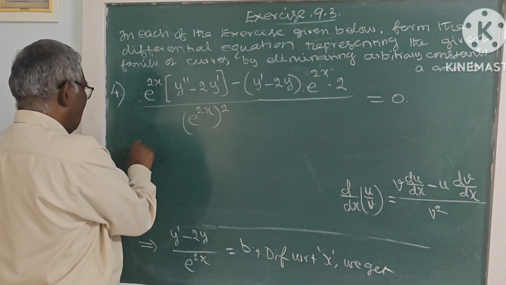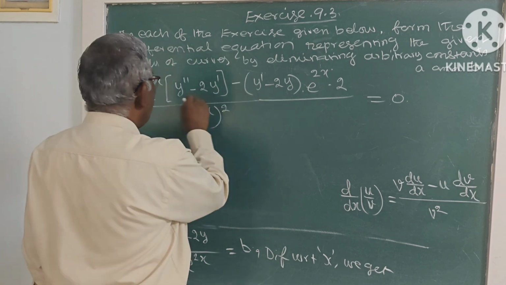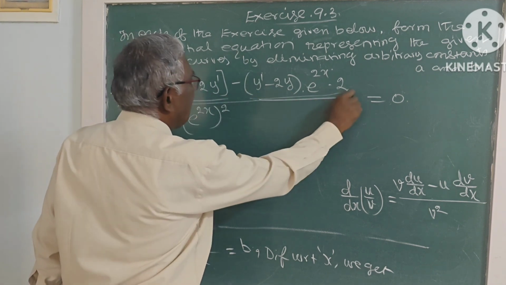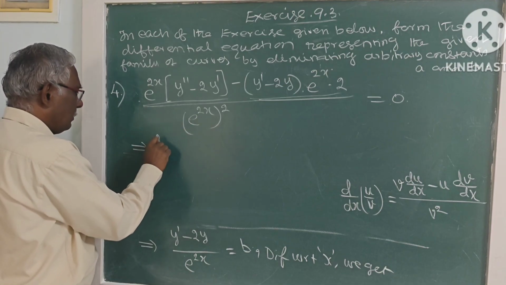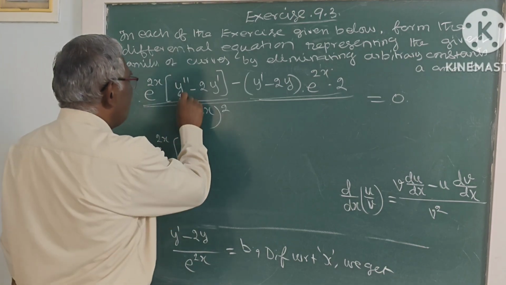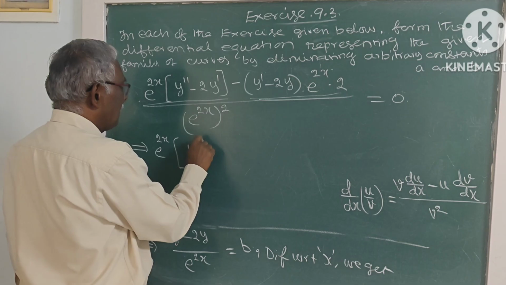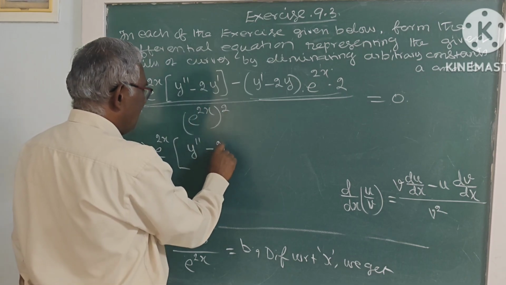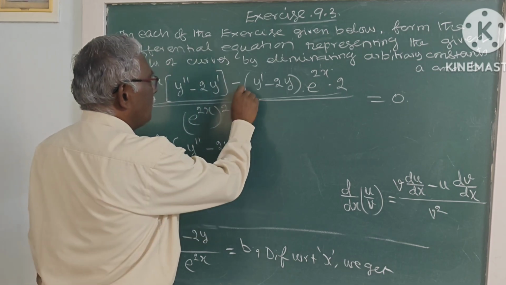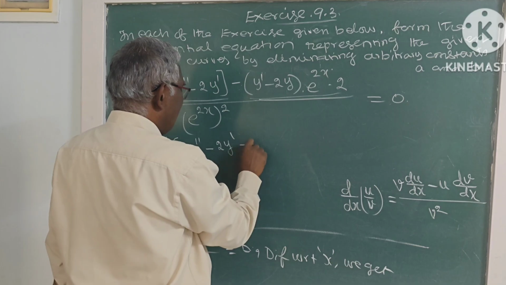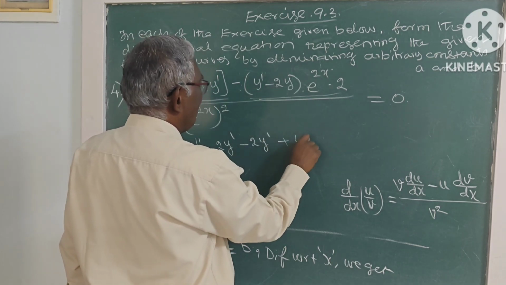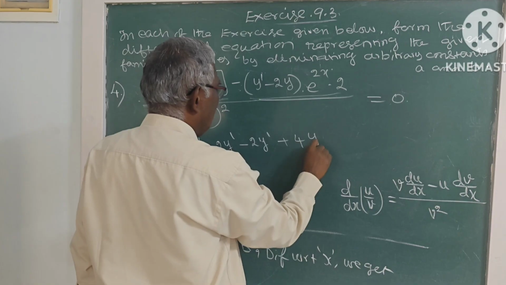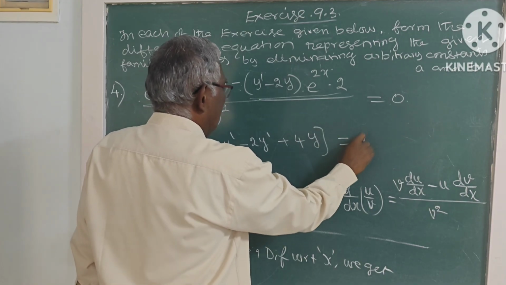Now take e power 2x commonly outside. Take e power 2x commonly outside, we get e power 2x into y double dash minus 2y dash minus 2y dash plus 4y is equal to 0.